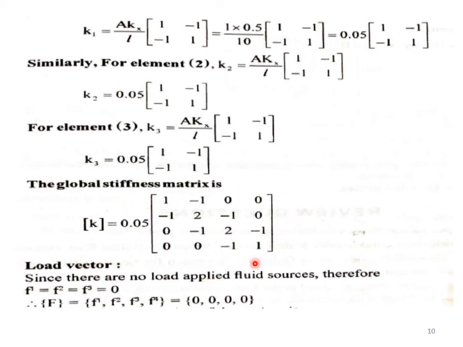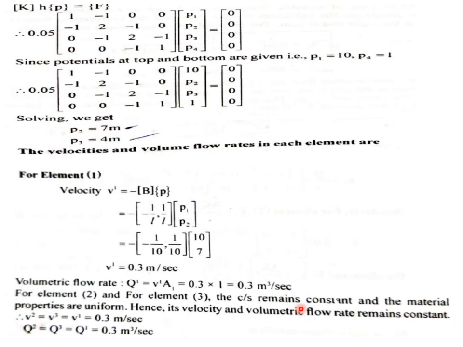So, load vector. Since there is no applied force given in the problem, the force vector F, all the four forces at 4 nodes, F1, F2, F3, and F4, all 4 are 0. F is equal to F1, F2, F3, and F4. All the 4 values are 0, 0, 0, 0. Next, K into P is equal to F.